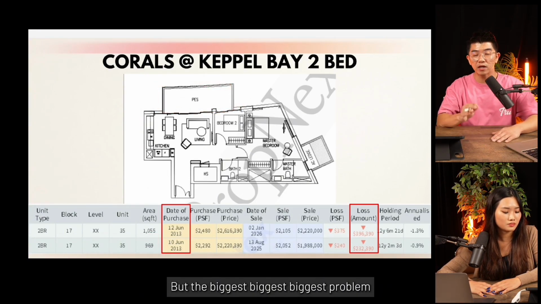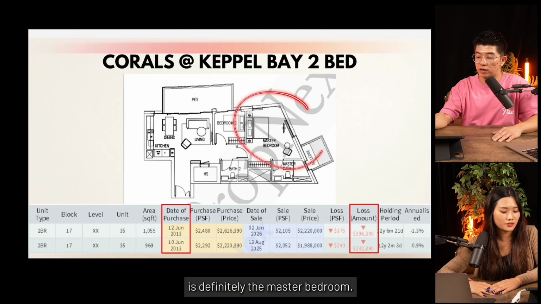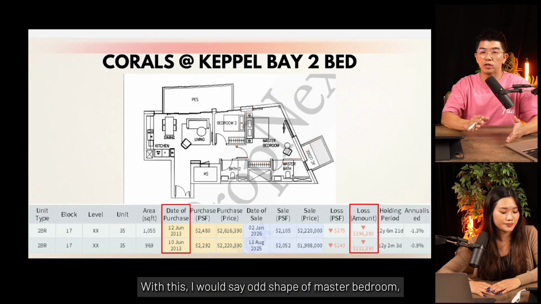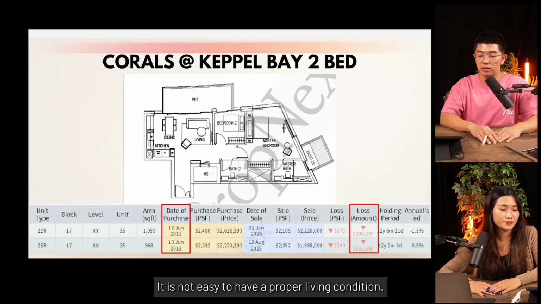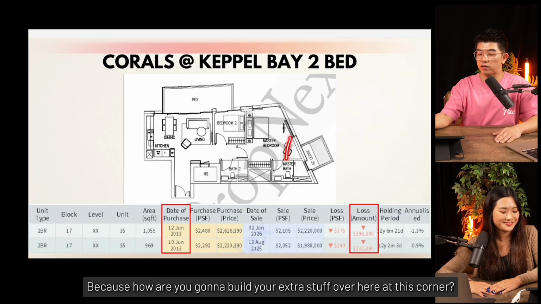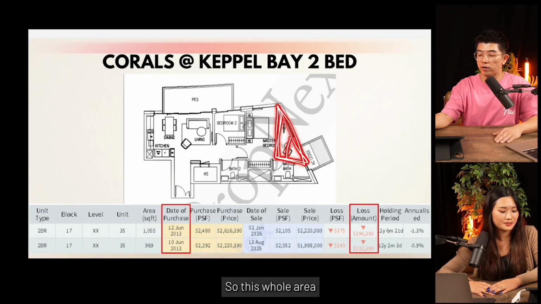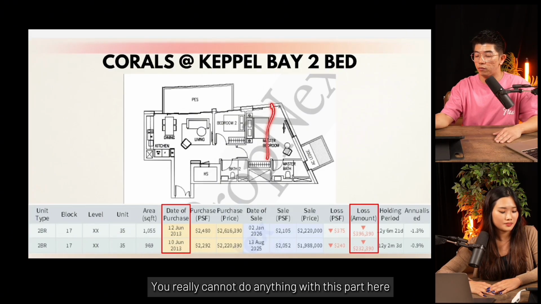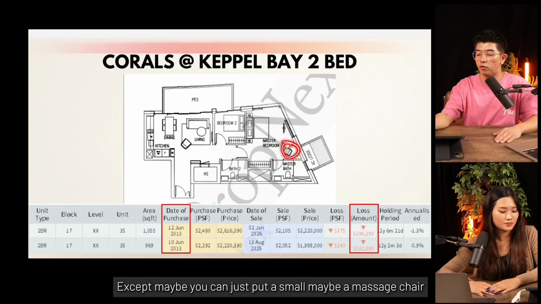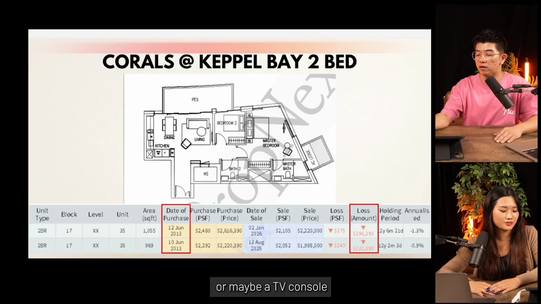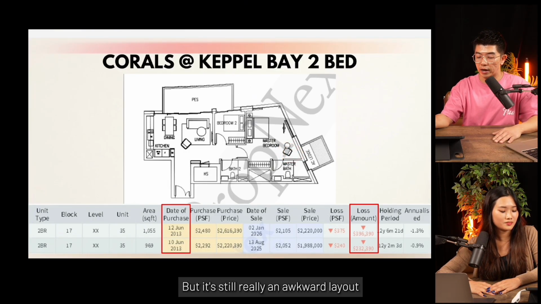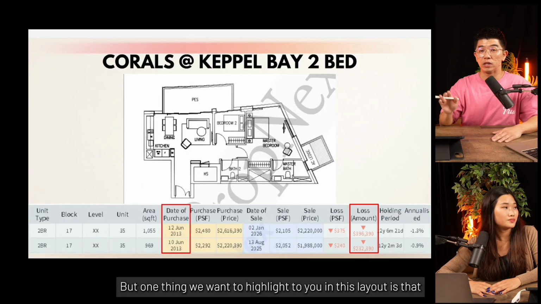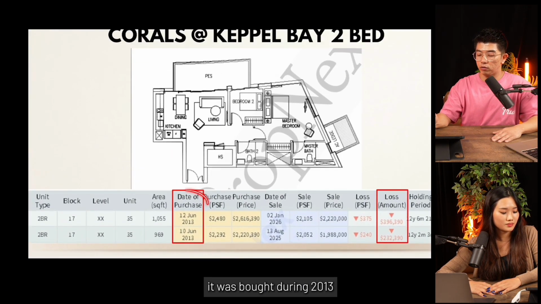But if we look at 969, this balcony size actually eats into a lot of your unit itself. But the biggest problem is definitely the master bedroom. With this, I would say, odd shape of master bedroom, it is not easy to have a proper living condition, because how are you going to build your extra stuff at this corner? So this whole area is really wasted. You really cannot do anything with this part, except maybe put a small massage chair, or a small TV console with a TV on top. But it's still really an awkward layout. One thing we want to highlight to you in this layout is that it was bought during 2013.